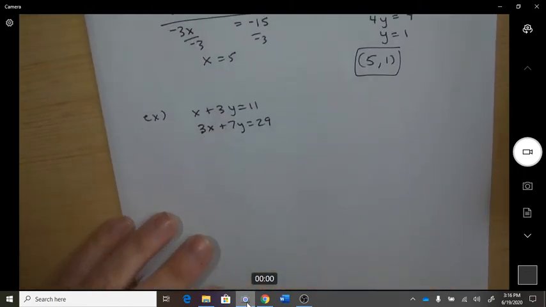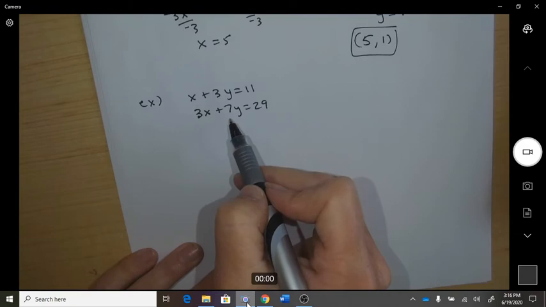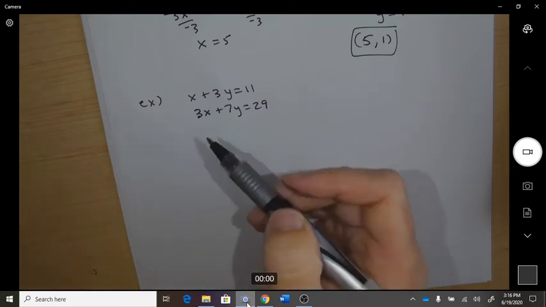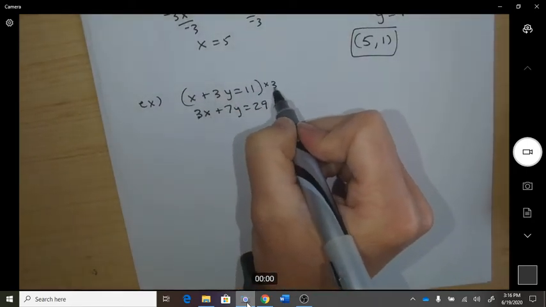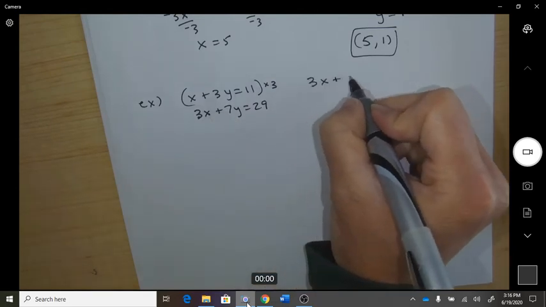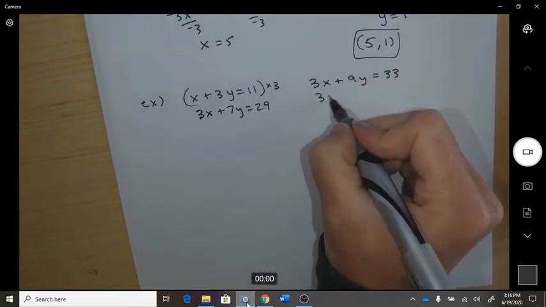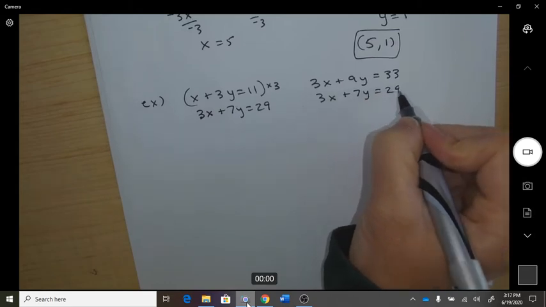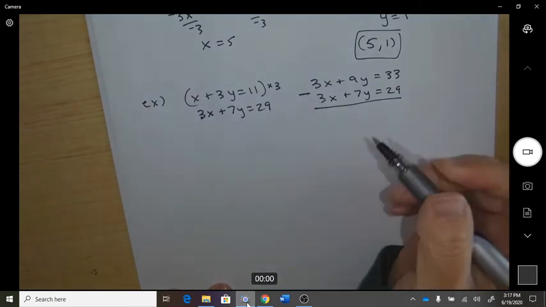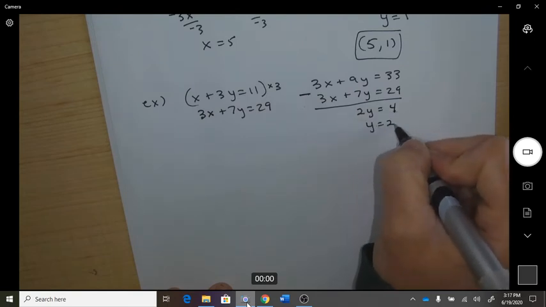Okay, so next, here's your 2 lines. So those are not set up to cancel, and neither are those. So I'm going to have to do some work here. I think my goal would be if I times this by 3, it looks like it would cancel. So if I times this by 3, you have to do everything. By 3, by 3, by 3. Now I've set myself up that I could eliminate one of the variables. So 2y equals 4. So y equals 2.